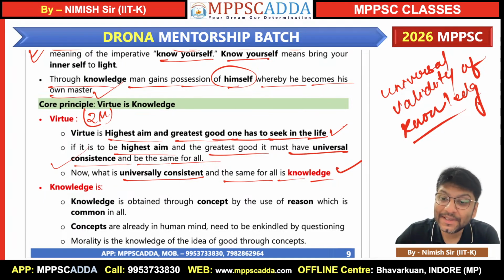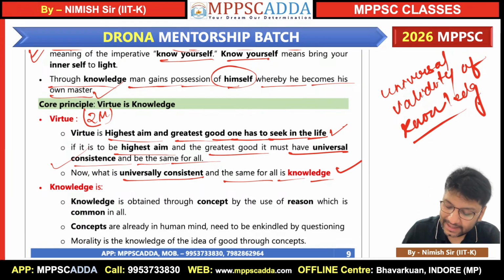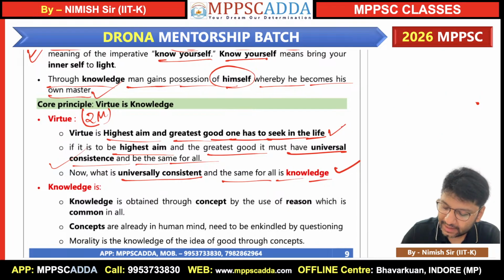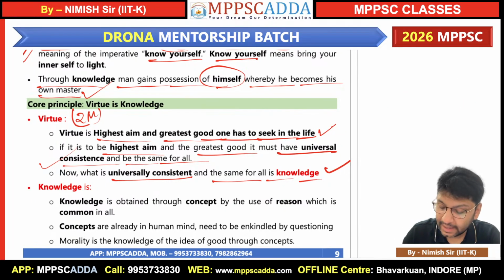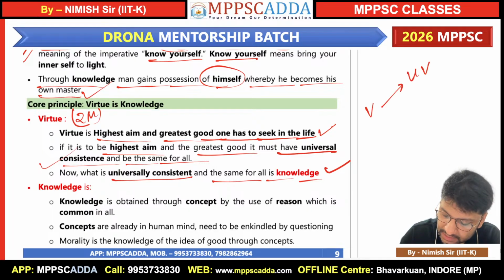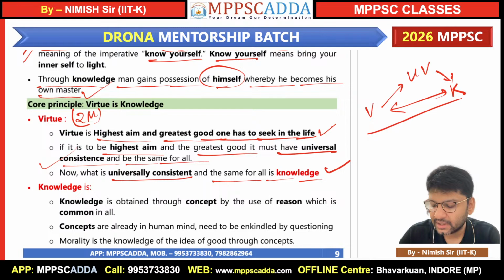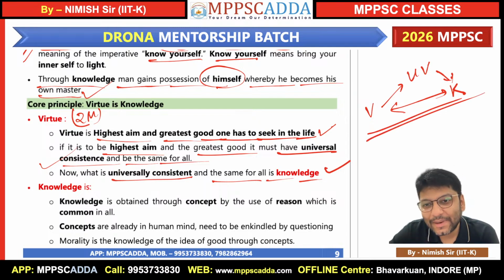Right? And if something is universally valid, then it must be knowledge, because knowledge only can be universally valid based on inductive reasoning, which is also available to every human being. That faculty is available in every human's mind. Right? So if you pay attention, what he is trying to explain is that virtue is universally valid, and universally valid things are knowledge. So ultimately he is saying virtue is knowledge. He is applying the logic like this. So that is what you need to write.